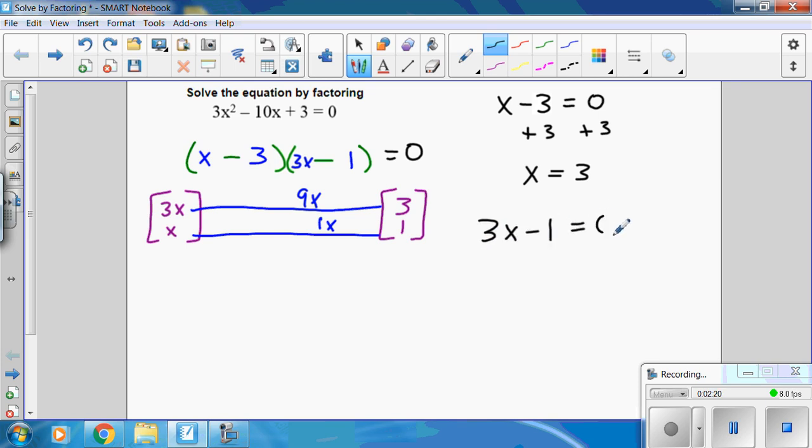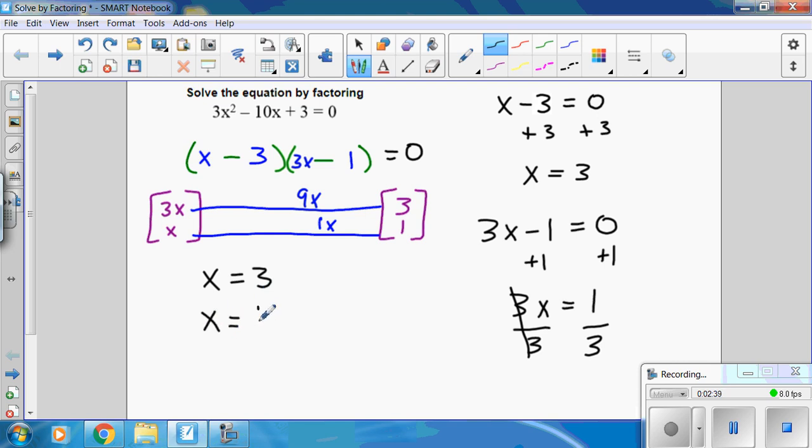Take 3x minus 1. Set that equal to 0. Add 1. 3x equals positive 1. Then we divide by 3. 3's cancel, and x equals 1/3. So your two solutions, x equals 3, and x equals 1/3.